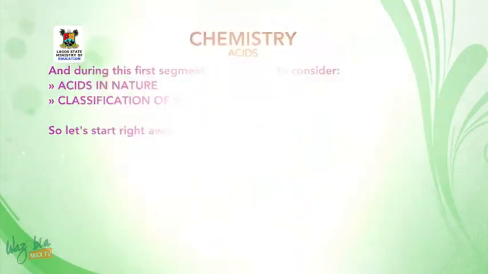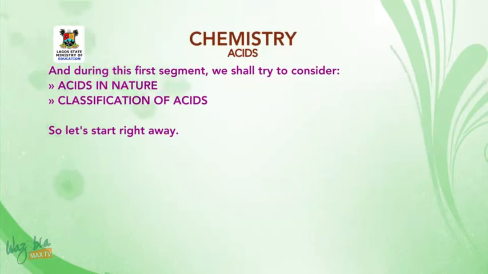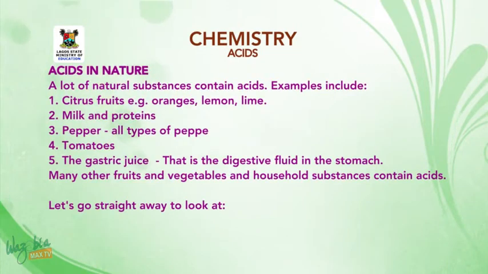And during this first segment, we shall try to consider acids in nature, classification of acids. So let's start right away. Acids in nature. A lot of natural substances contain acids. Examples include citrus fruits, e.g., oranges, lemon, lime.